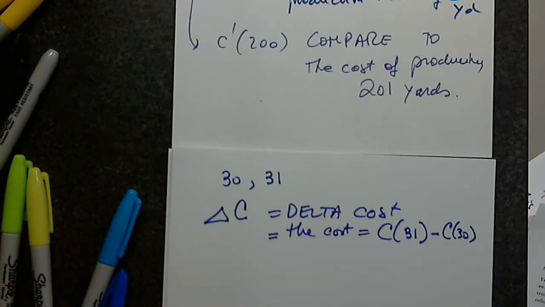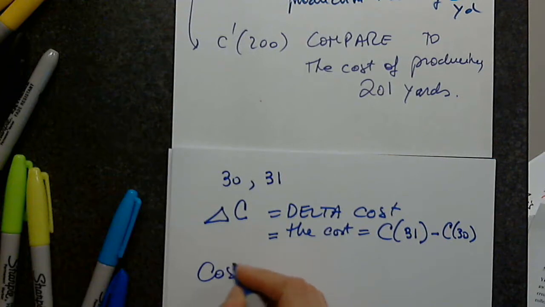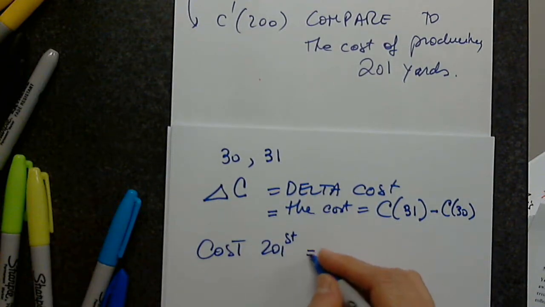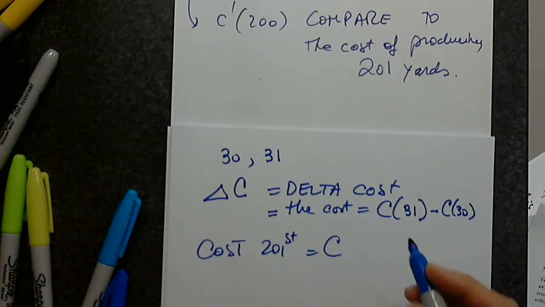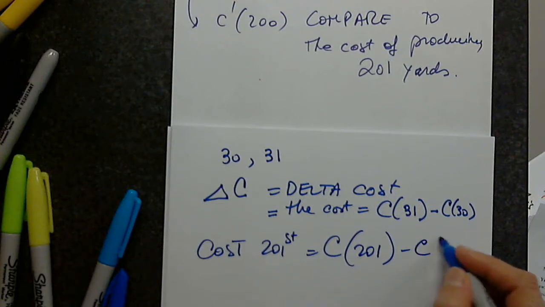So if we produce 30, we know our cost. If we produce 31, we know another cost. And now we know exactly how much we increase the cost. Subtracting from the cost of producing 31, we subtract the cost of 30. Agreed? So coming back to our problem, how do I determine the cost for producing the 201st? It will be the cost of 201 minus the cost of 200.